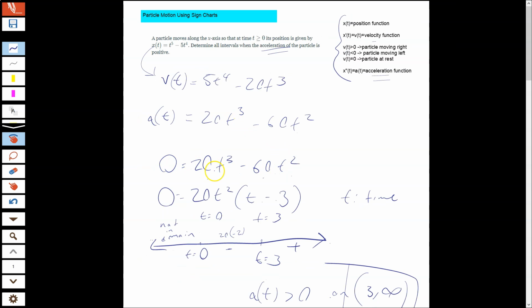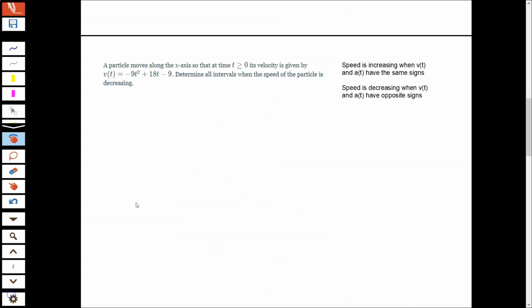So notice, I just use my acceleration function in this case for my sign chart because the question is asking me whether acceleration is positive, or where acceleration is positive. So that's what I'm going to use. So we don't have to concern ourselves so much about increasing and decreasing for these lessons because each derivative function already has a name, right? So if it asks me about velocity, I use velocity for my sign chart. If it asks me about acceleration, I use acceleration. Okay, here is the harder type of problem you can run into.